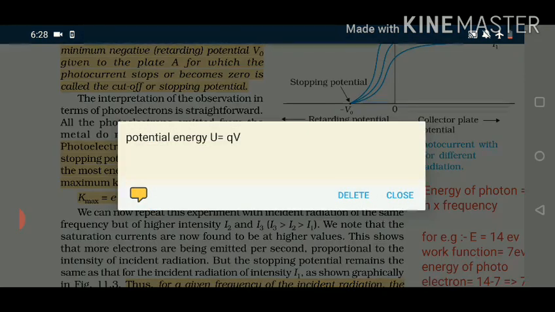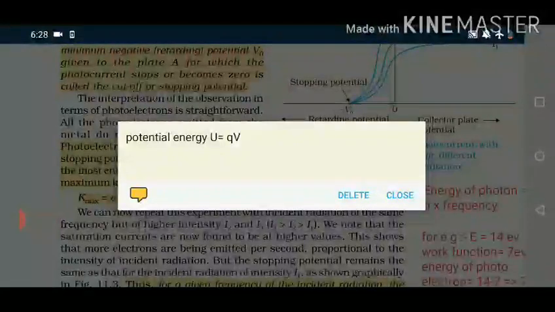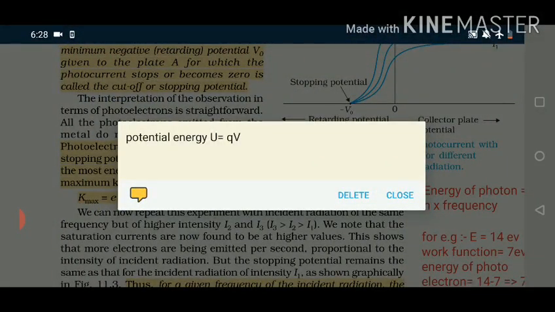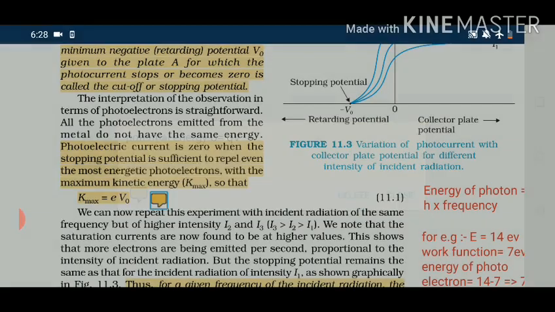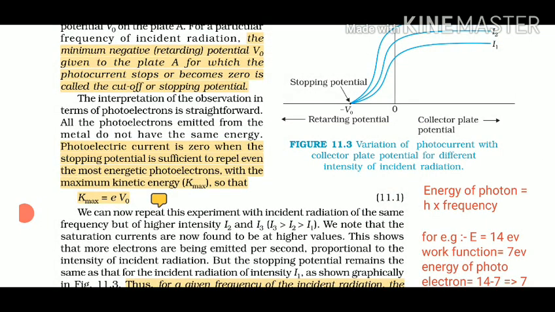As we have done before, potential energy U is equal to Q into V. So from here we have taken another form of energy, that is K maximum, which is eV0. Okay, and this formula is important, we are going to use it later on.